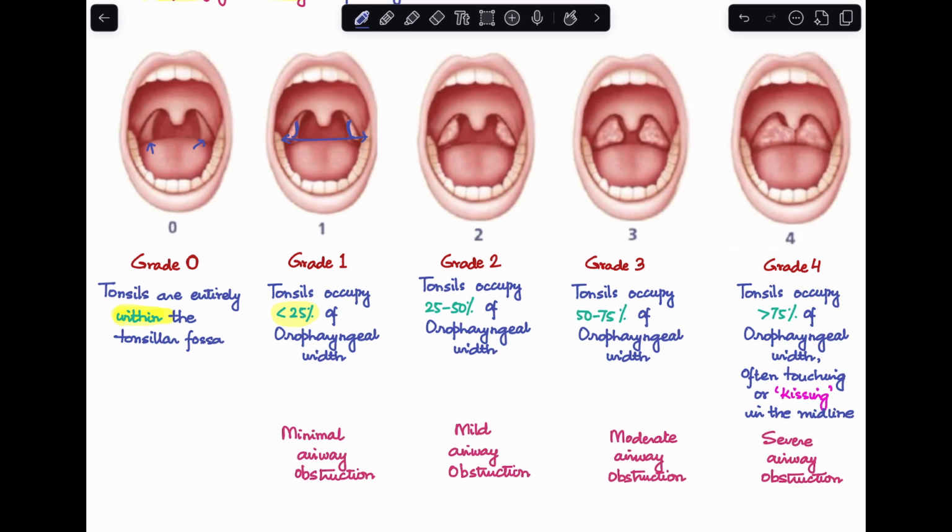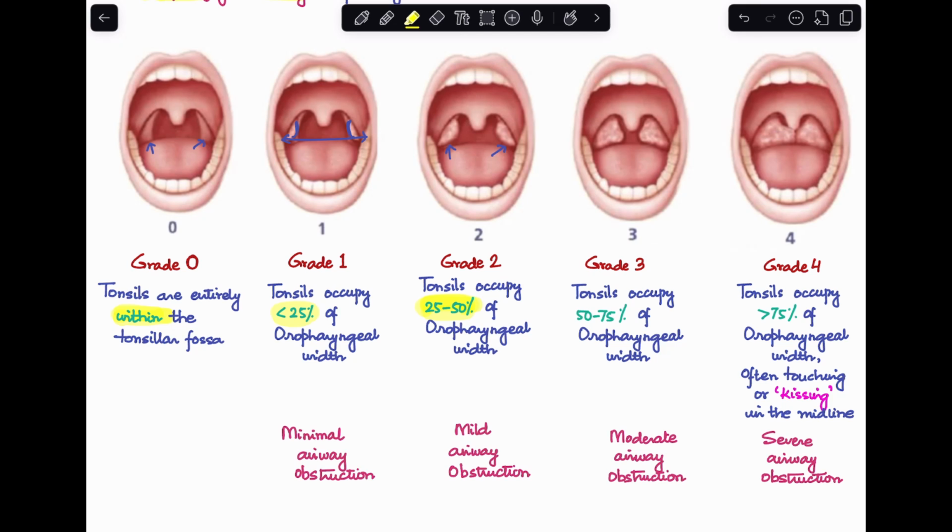Next, coming to grade 2, the tonsils are occupying 25 to 50% of the oropharyngeal width. You can see in the image over here, the tonsils are much larger than the previous one. And in this case, the patient may have a very mild airway obstruction.